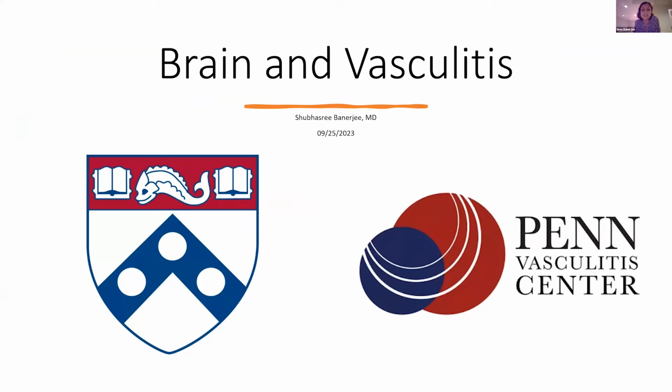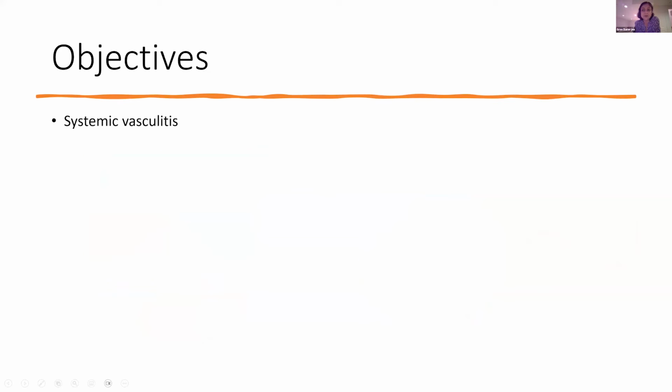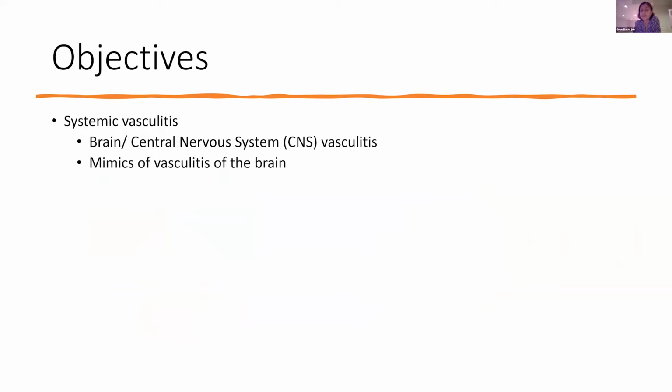So we are going to discuss brain and vasculitis. I have divided this talk broadly into two parts. In the first part, we are going to talk about systemic vasculitis, how the brain can be involved in systemic vasculitis, and what the mimics of vasculitis of the brain are. And in the second part, we are going to talk about primary angiitis of the central nervous system, or primary CNS vasculitis, which is a single organ vasculitis.